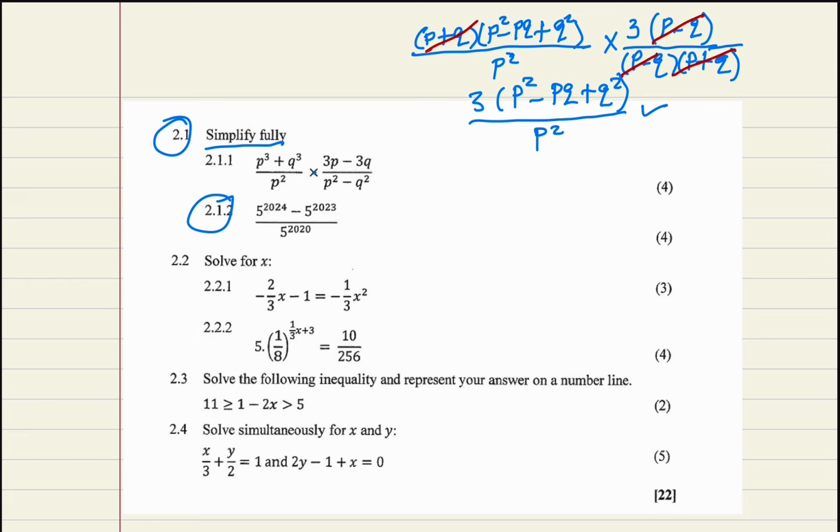Number 1, we'll have to say this is 5 to the power of 2020, then times 5 to the power of 4, then minus, here you'll have 5 to the power of 2020 times 5 to the power of 3, all over 5 to the power of 2020. Why did we separate like that? Because the lowest exponent we are having here is 2020, okay?